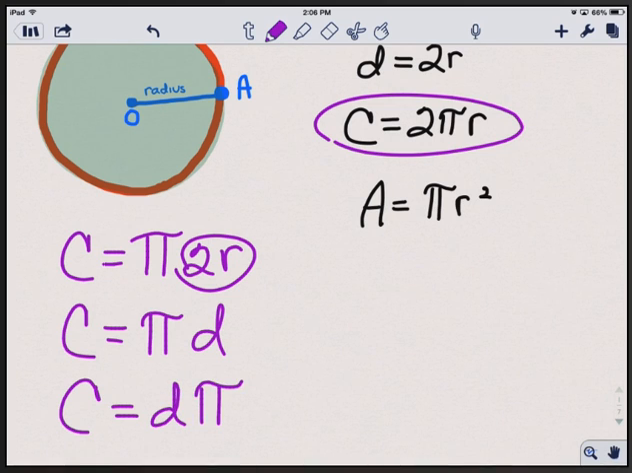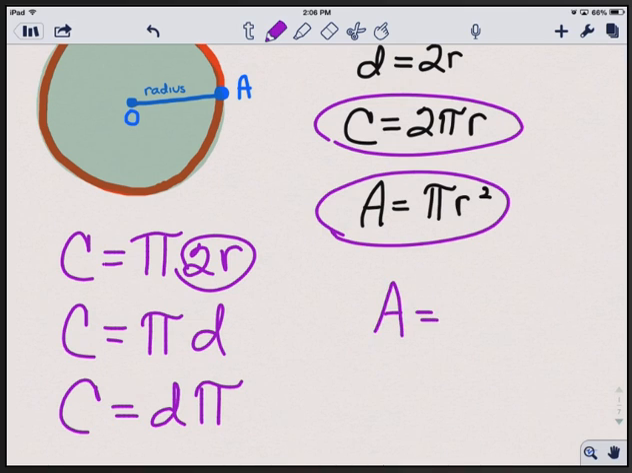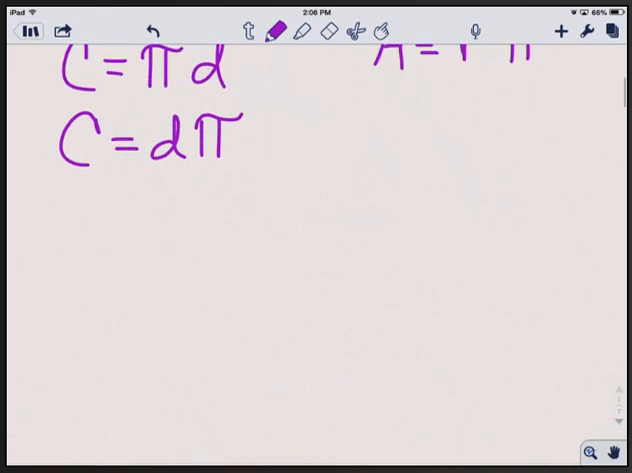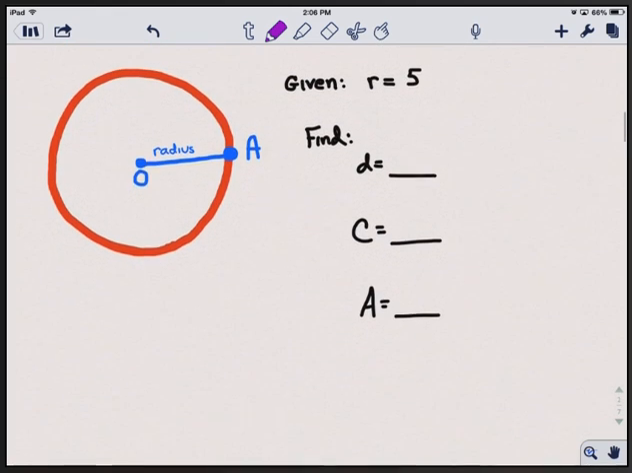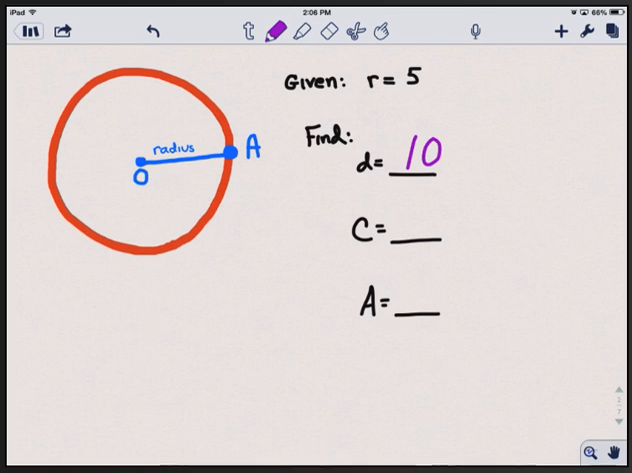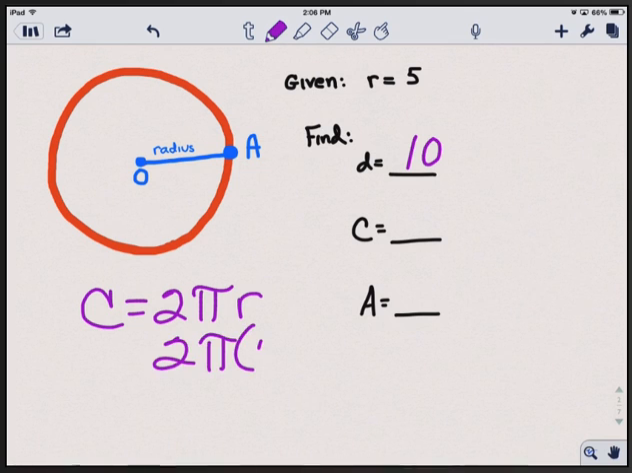Okay, and likewise for area, it's pi times the radius squared, but when you see an answer, it's actually going to be written in the form of the radius squared times pi, as you'll see in a few minutes. So we'll go over a few sample problems. So if the radius is equal to 5, the diameter is 2 times that, which is 10. The circumference equals 2 times pi times the radius. So that's 2 times pi times 5, which equals 10 pi.